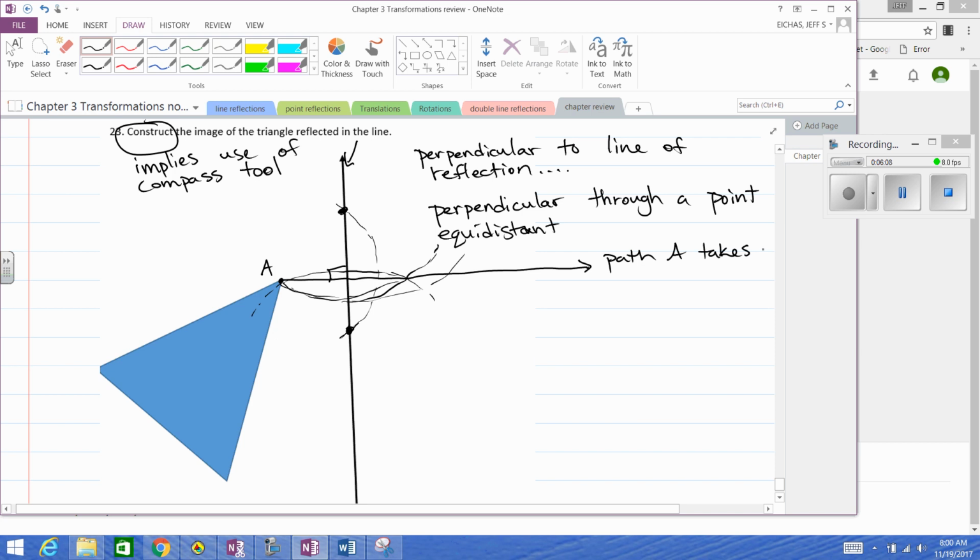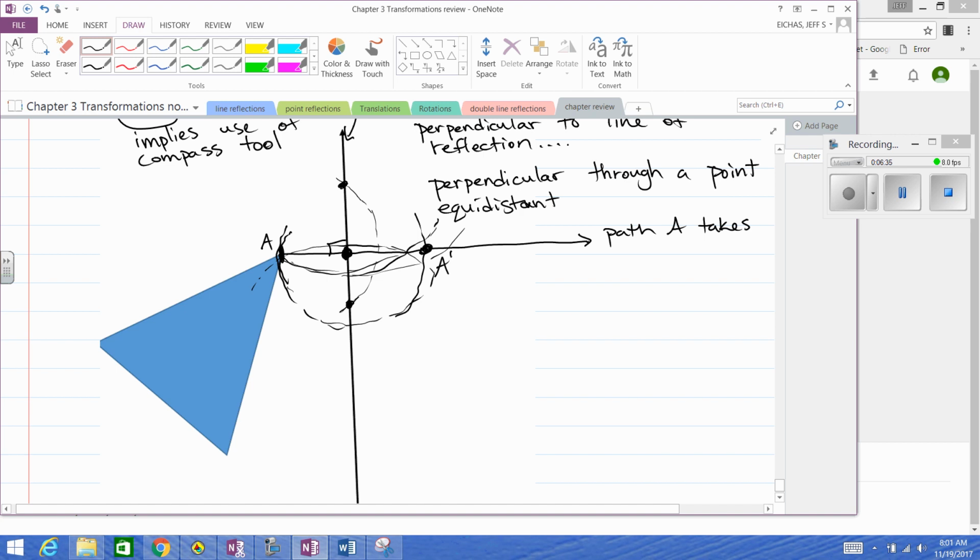Now we have to get the same distance away. So whatever this distance is from here to here, you have to measure that with a compass tool. You can't use like the ruler part. You actually have to put the center here and show that its arc is passing through there. Okay, keep going, and it'll hit somewhere over here. So that's where A prime will land. Perpendicular and the same distance away from the mirror.